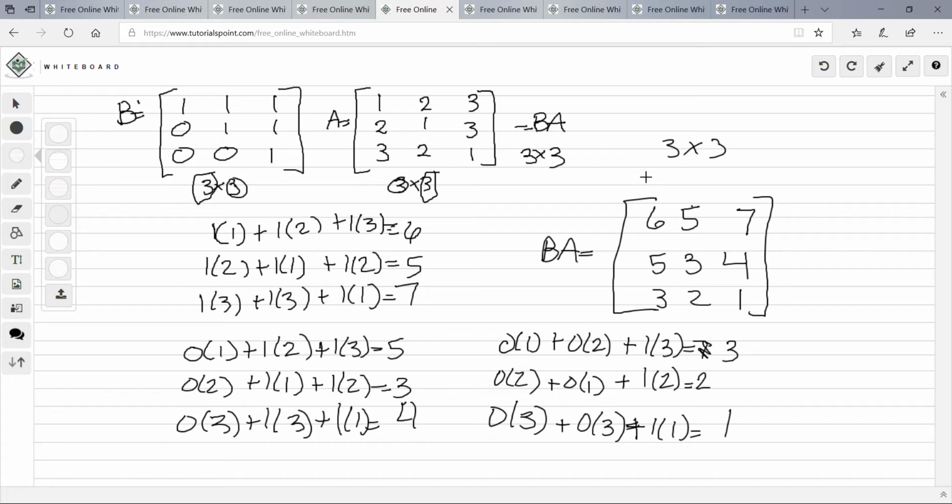And like I said, if you wanted to find the cell number, this is going to be A1, column 1, because it's on the first row and first column, that's why we got 6. And this is going to be first row, second column, first row, third column, and this is going to be second row, first column, right? 5 is second row, first column, and so on. This is going to be third row, first column, third row, second column, and so on.